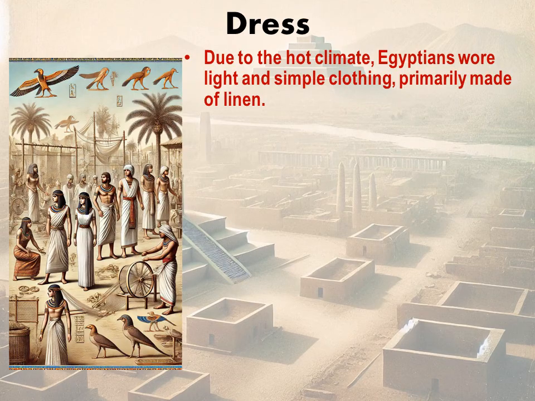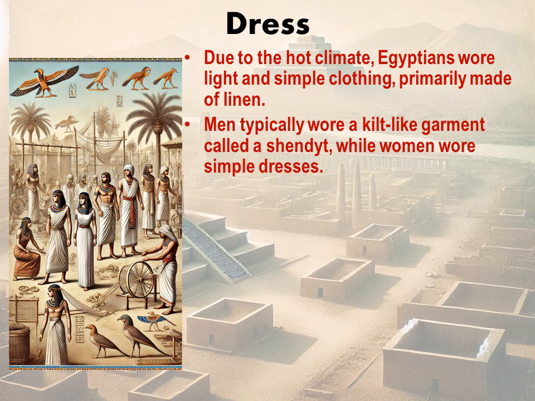Men typically wore a kilt-like garment called shendit, while women wore simple dresses. So men wore a kilt-like garment, and that garment has a specific name called shendit. Many people call it shendite. That is also correct, but now we will call it shendit. While women wore very simple dresses. In the picture here, you can see what kind of dresses were worn by men and women of the Egyptian culture.